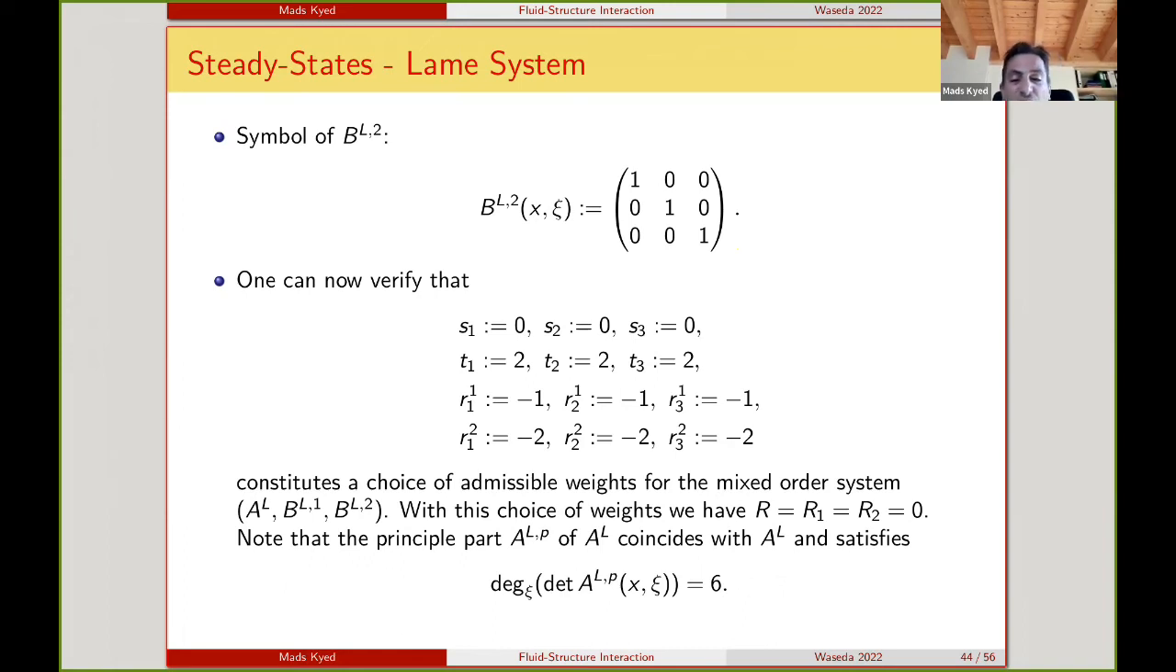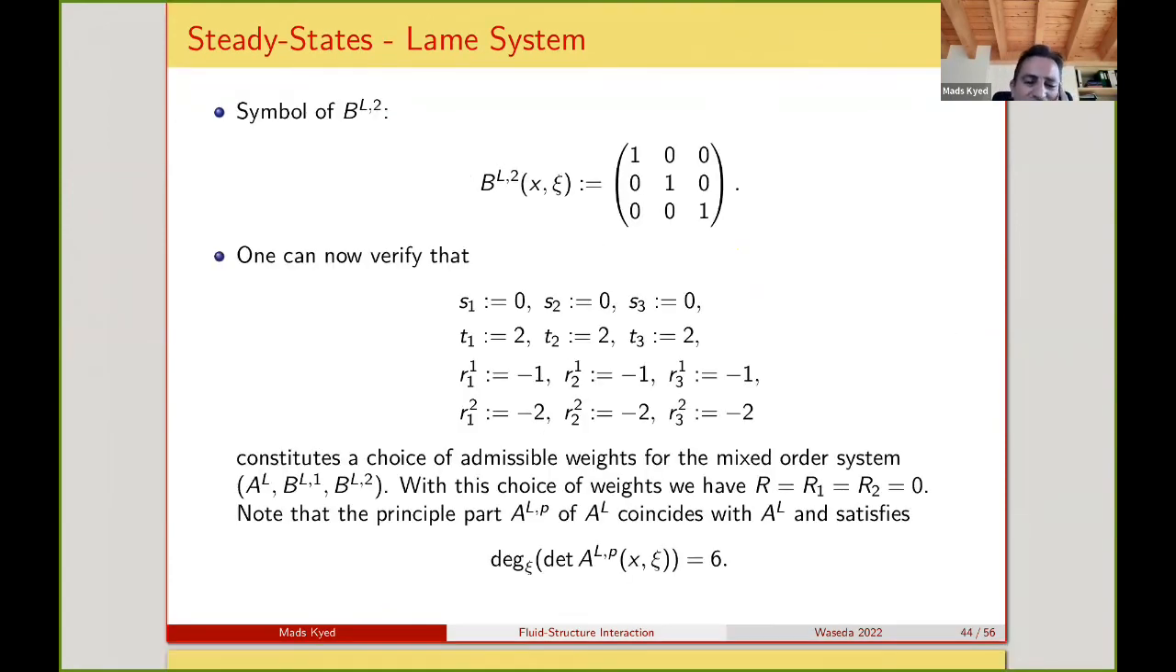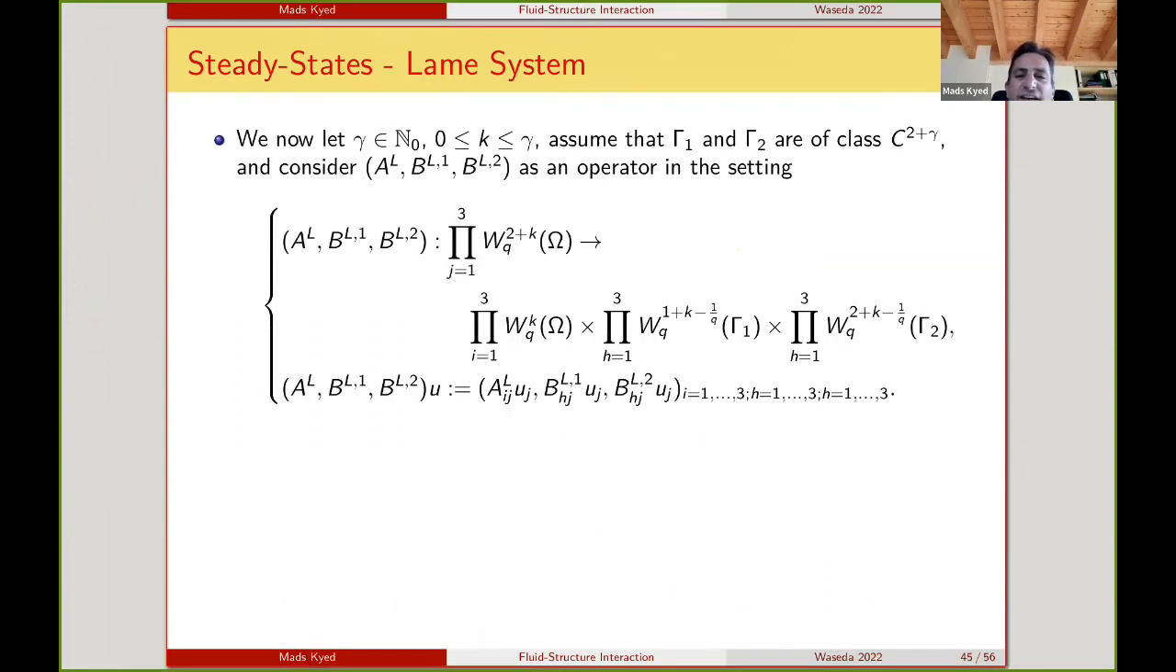As I said, the weights confuse me. Not that they confuse me as such, but I really have a hard time with these weights that you can choose in a non-unique way. But okay, that's what it is. That's the Agmon-Douglis-Nirenberg theorem. I've chosen the weights here and looked at the principal parts. You can compute the degree of the characteristic polynomial, 6, and yeah, okay.